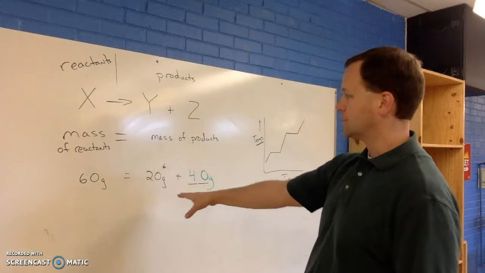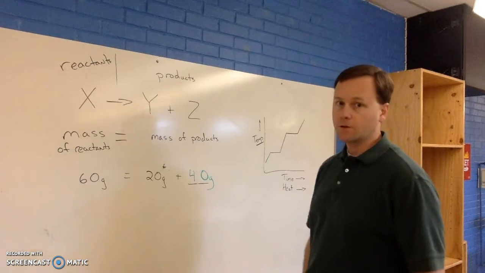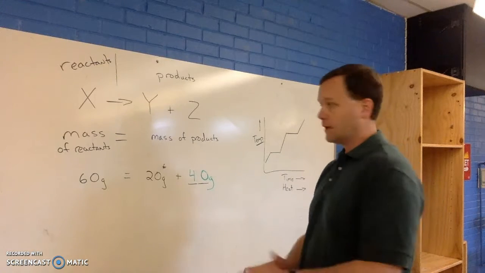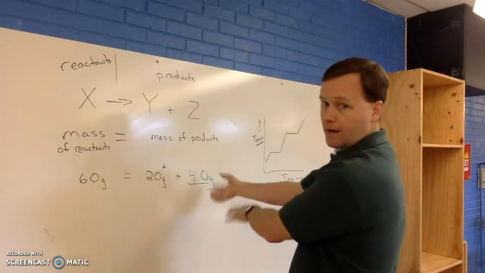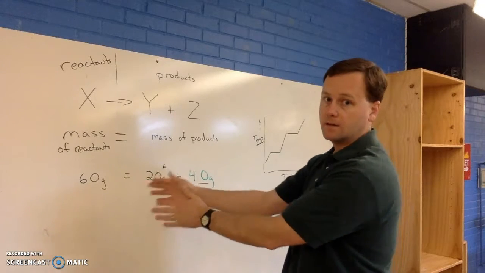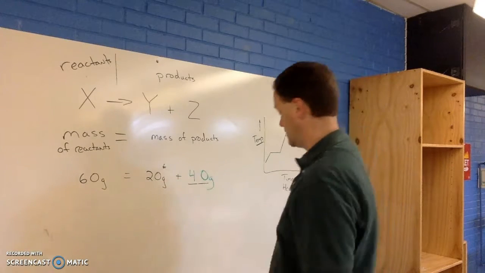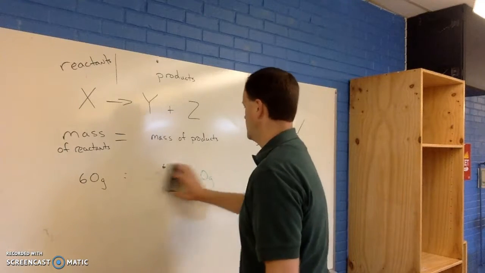Okay, so I went and grabbed an eraser and took out my question mark, right? Now let's do another one. So 60 grams of reactants, 20 grams of that. We have to have 40 grams of this in order to make 60 on this side and 60 on that side. All right, let's erase this right here.